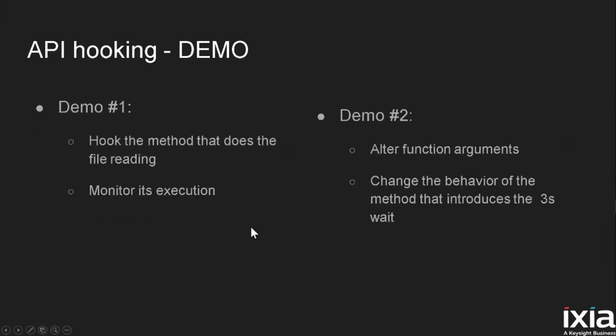So for the first demo, what we're trying to do is we will hook to the method that does the file reading, and we will monitor its execution. And then for the second demo, we're trying to do something more interesting. We will try to alter the function arguments.